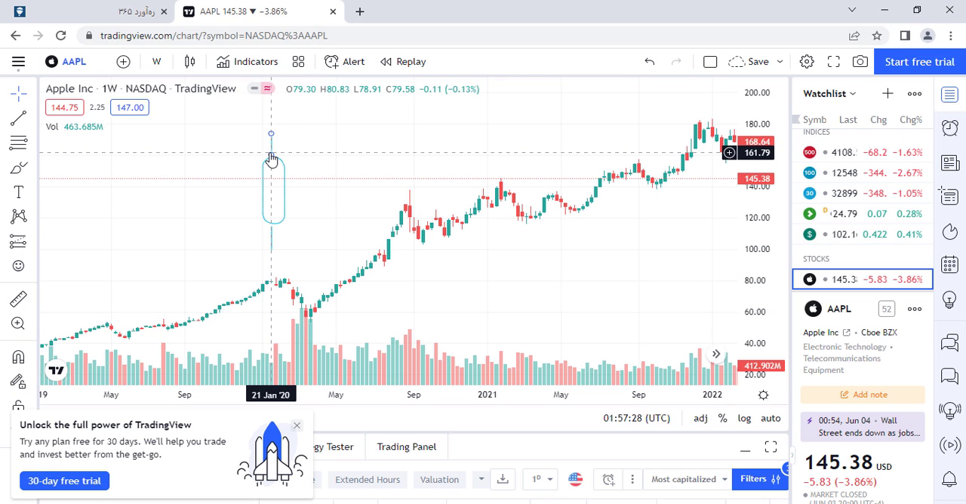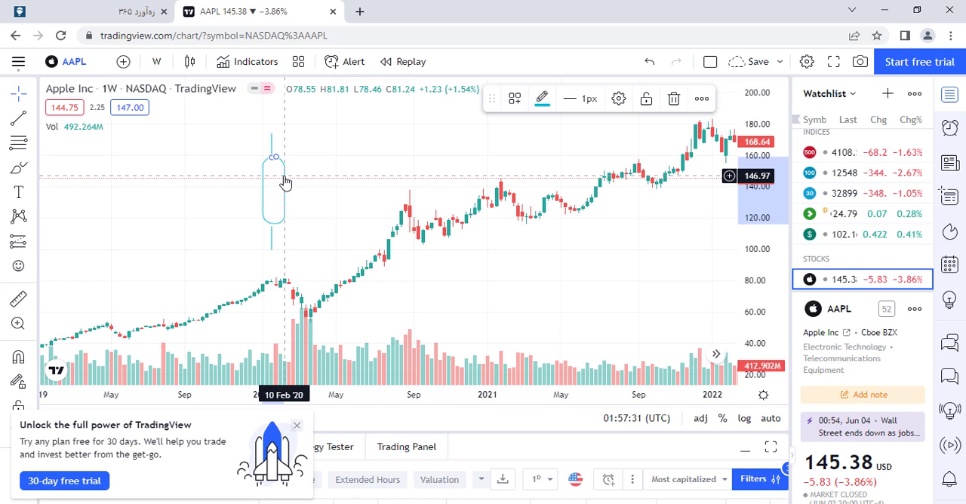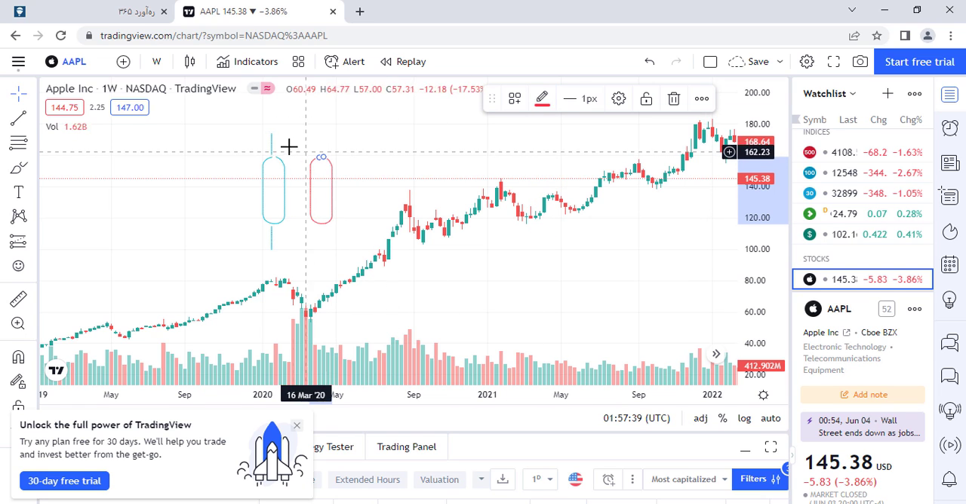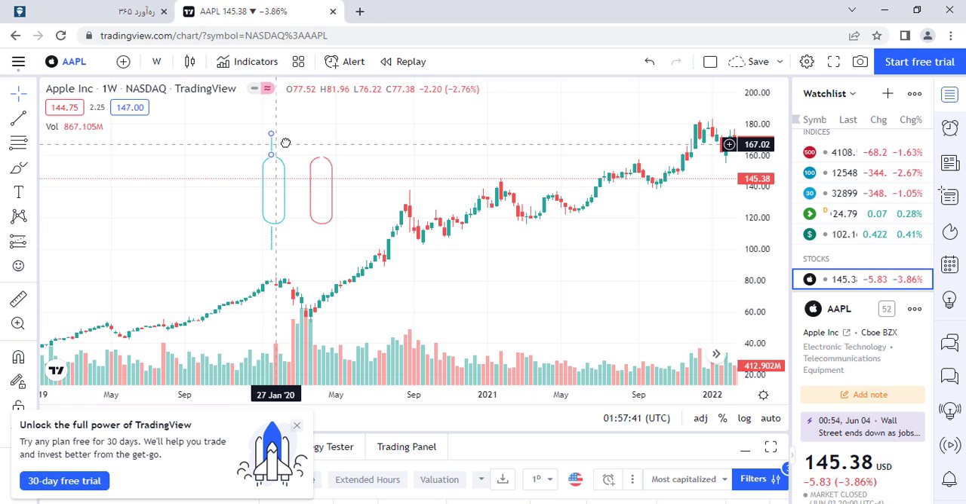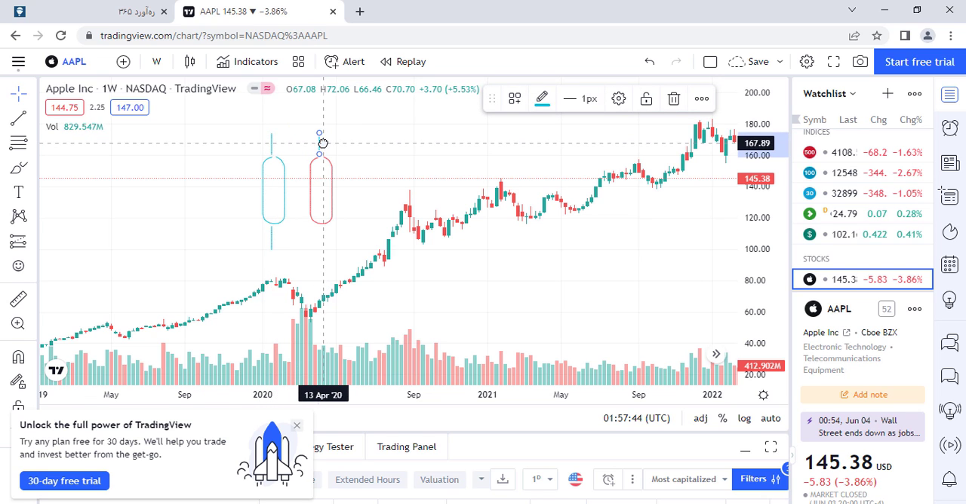This is an increasing candle. We call it a bullish candle. Also, we have a bearish candle, which has another color. Let me show you a bearish candle.